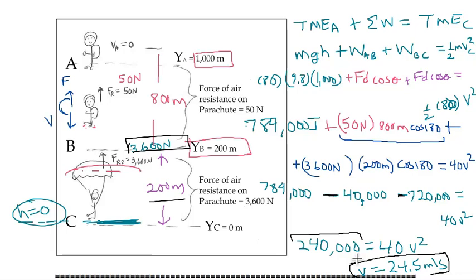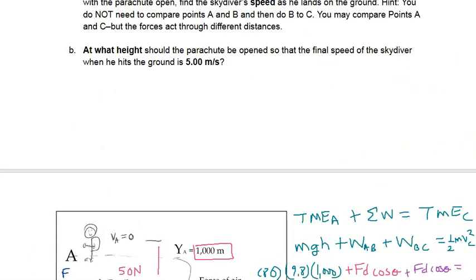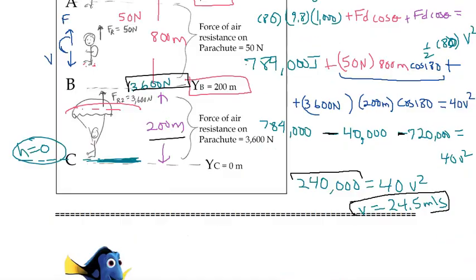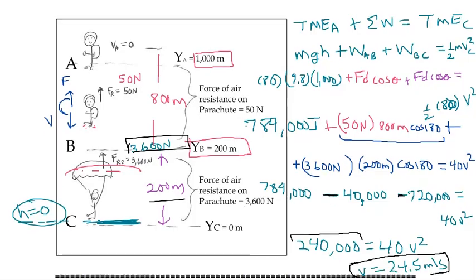That's about 50 miles an hour. That does not seem safe to me. There was a part B to the question that was like, how much sooner should they have opened the chute in order to have a smaller speed? Yeah, okay, so that is question B. So we'll do that in a second because 50 miles an hour, that's a lot.